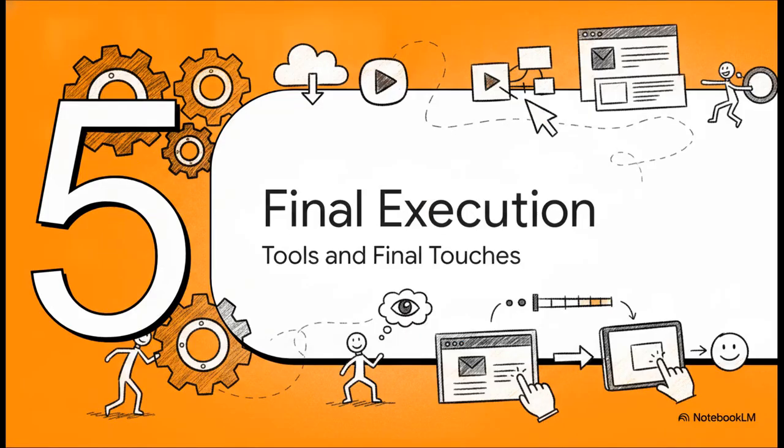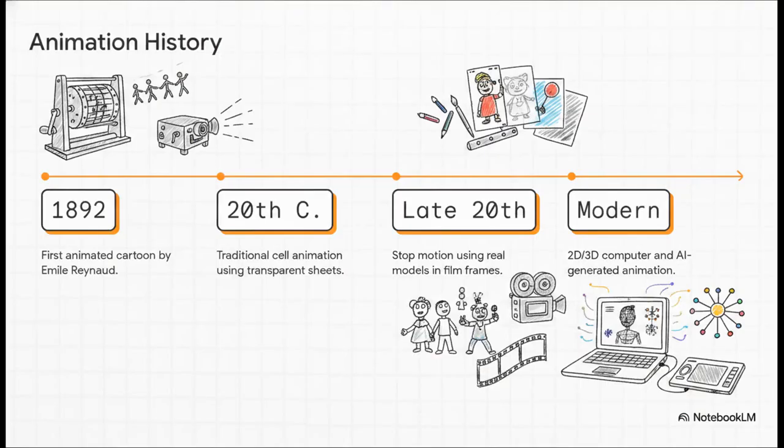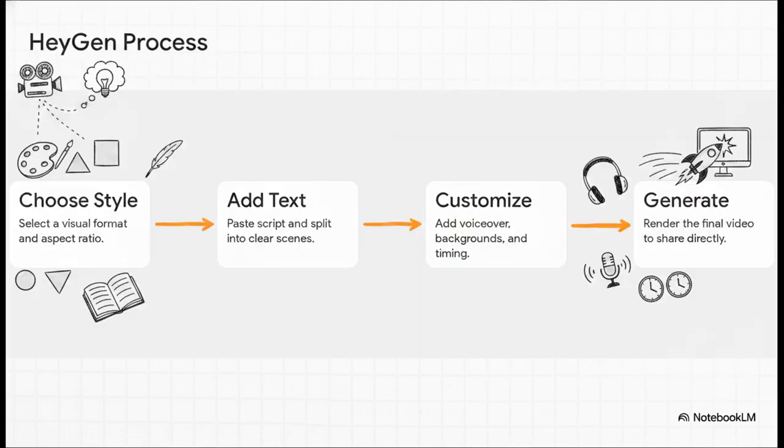And that brings us to our final part, Section 5, execution tools and final touches. Just look at how incredibly far this art form has come. I mean, from Emile Reynaud's very first cartoon way back in 1892, all the way to modern AI-driven rendering. What used to require a massive studio of artists drawing transparent cells by hand can now be achieved right from your laptop. For instance, today you have tools like HeyGen acting as your own personal production team. You can literally generate a full explainer in just 4 easy steps. You choose your visual format, paste in your script, adjust the voiceover, and hit Generate.